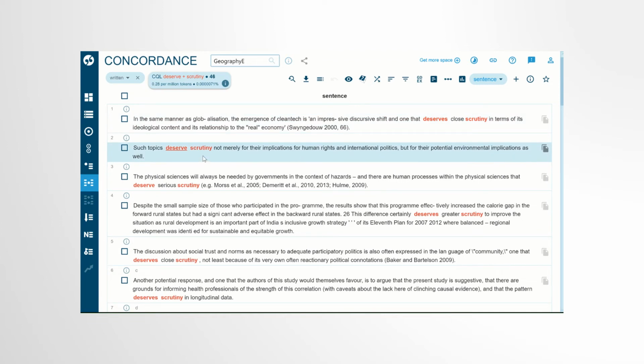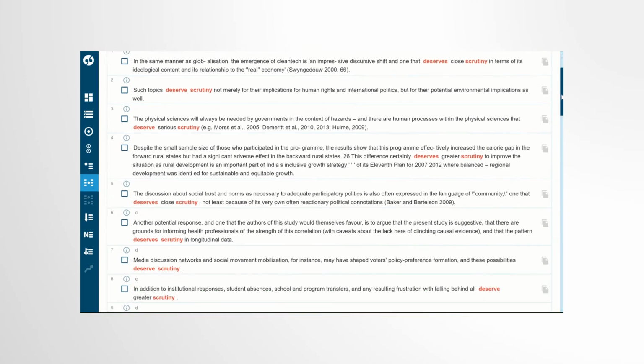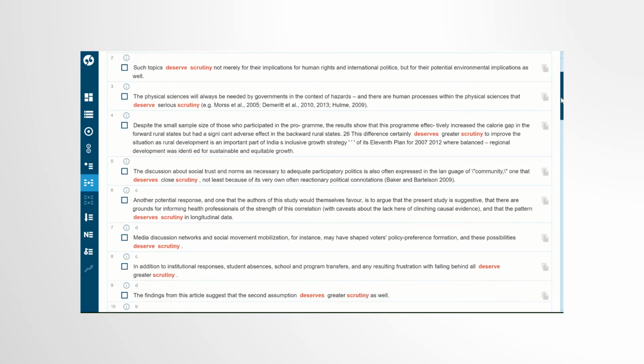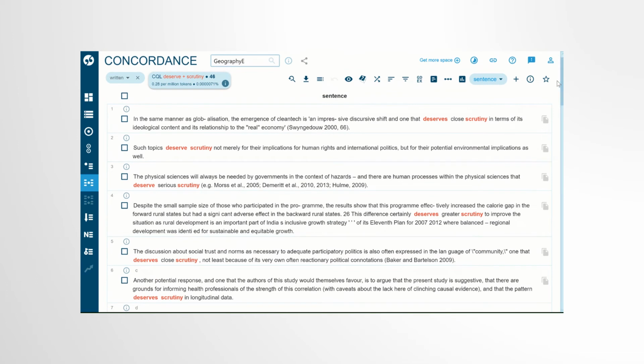Such topics deserve scrutiny. Impressive discursive shift, and one that deserves close scrutiny. But this is not the author doing something. Well, of course the author is saying that something deserves scrutiny. It's not quite the same thing as saying something deserves a brief mention, so it's not the function of adding something that we're looking at here.